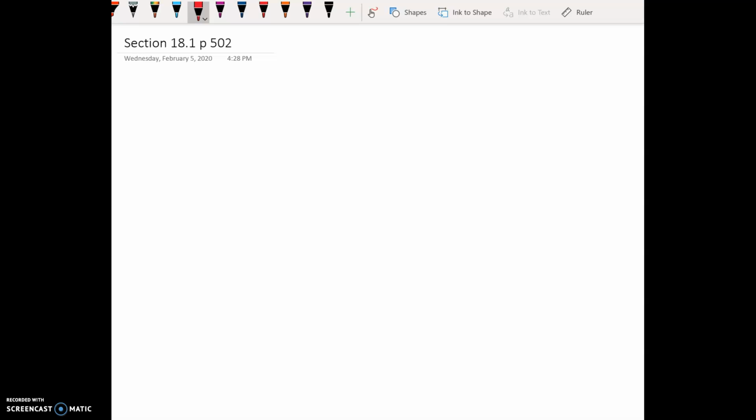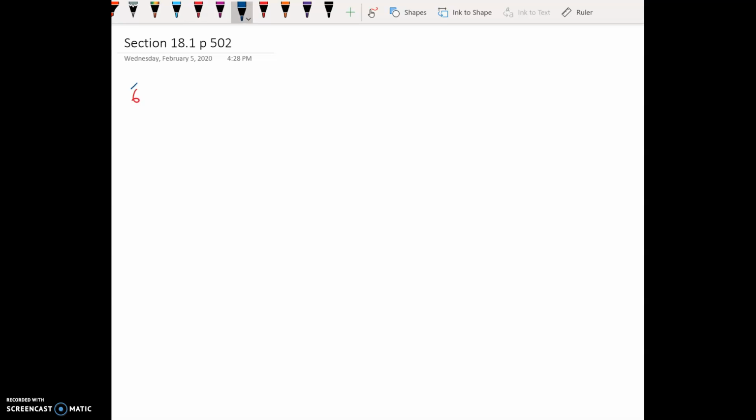Okay guys, so now we are going to talk about ratio and proportion, and I'm going to solve some problems for you and help you to figure it out and try to explain to you what you need to remember when you want to solve that kind of problem. So in this section 18.1, we are on page 502, and I'm going to try to solve problem number 6.